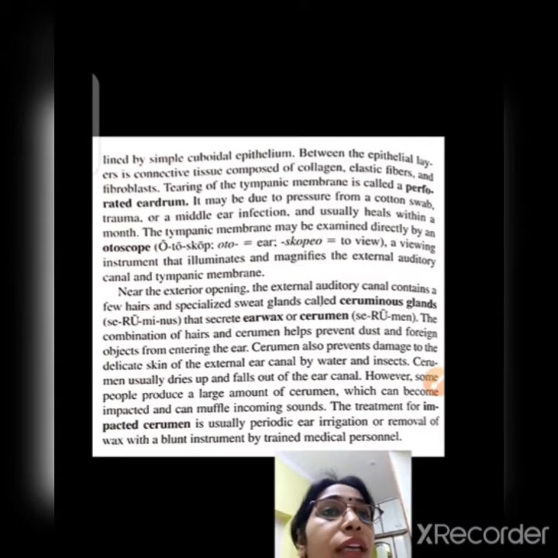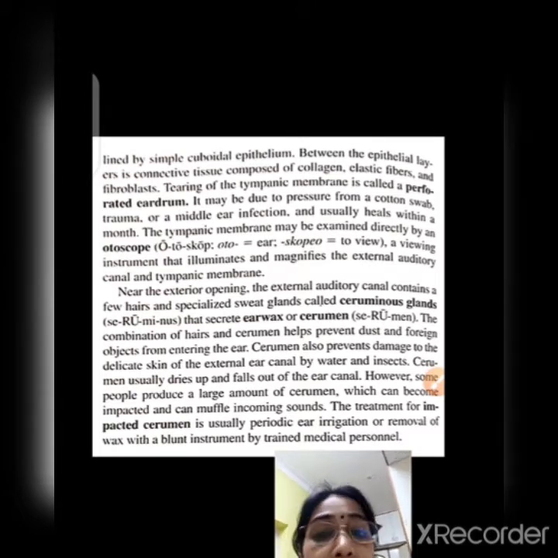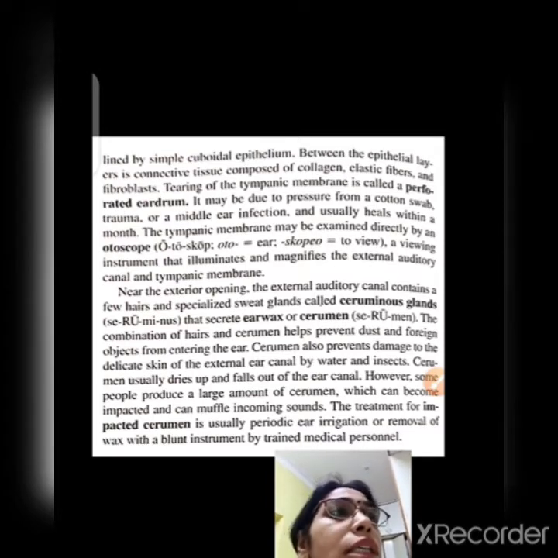As we clean the ear with cotton buds, the cerumen gets cleaned out. However, some people produce a large amount of cerumen, which can become impacted and can muffle incoming sounds. In some individuals, cerumen production is much greater, so there is some problem in hearing incoming sounds.